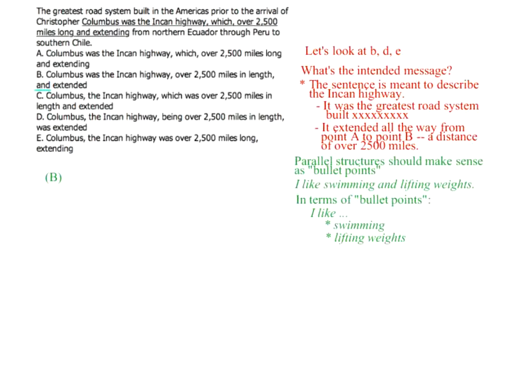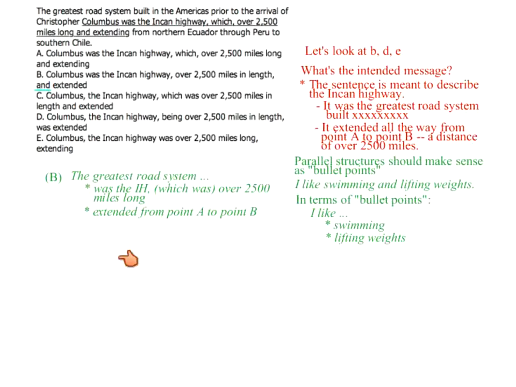The greatest road system is the subject of that construction. And then you've got bullet point number 1 is, was the Aiken Highway, which was over 2,500 miles long. And second bullet point, extended from point A to point B.